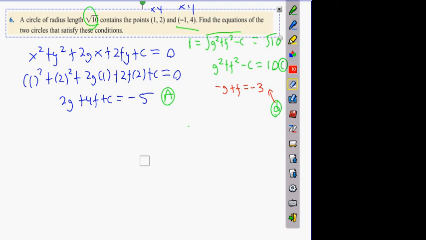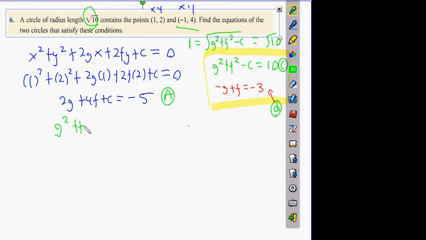I need to tell you why I'm doing this. When I look at these two equations, my problem is 3 letters, 2 equations. That can't be done. 3 variables, 2 equations can't be done. I need another equation to sort this out, so I'm going to combine equation C and equation A together.